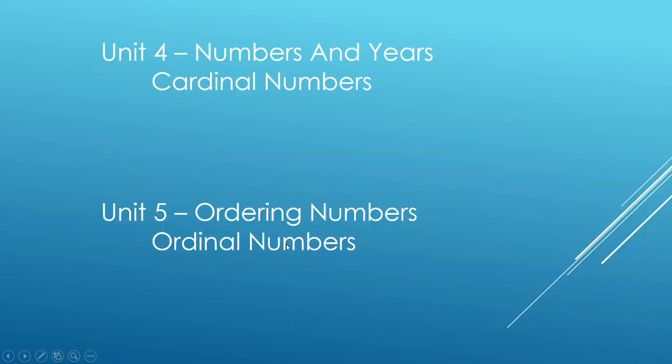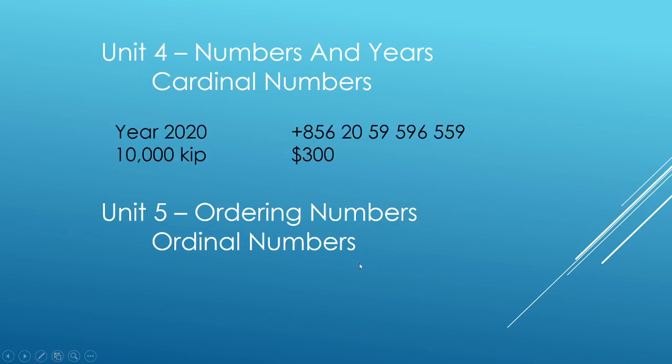For Unit 4, we'll be doing numbers and years, which is known as cardinal numbers. Unit 5, we'll be doing ordering numbers, or ordinal numbers. For Unit 4, when we talk about numbers and years, we just say the number. Year 2020, 10,000 kip, $300, and right here, the Laos phone number 856-20-59596-559. So with numbers and years, it's known as cardinal numbers. We just say the numbers.